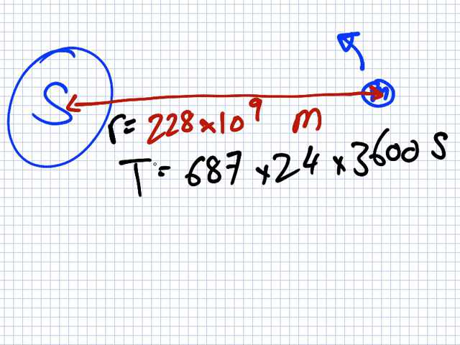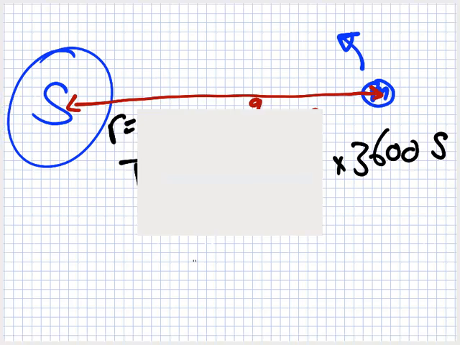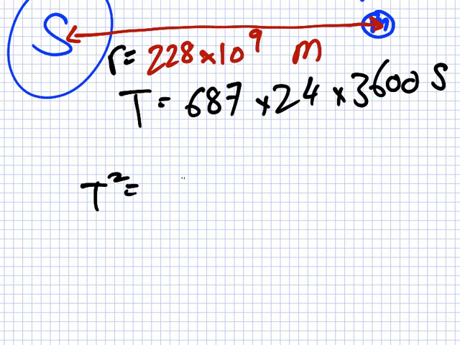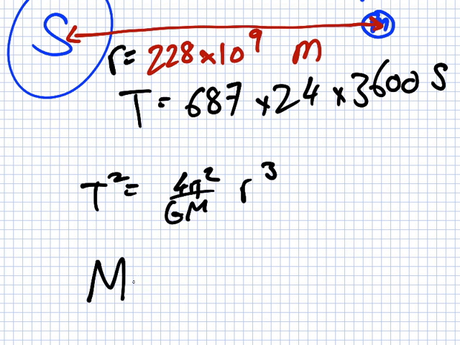And from only this observation, it's enough to work out the mass of what it is orbiting, in this case, the Sun. Because by using Kepler's law, what was Kepler's law? T squared equals 4 pi squared over GM r cubed. It's the big M. We can get M equals 4 pi squared r cubed over G T squared. And we can get the mass of the Sun.